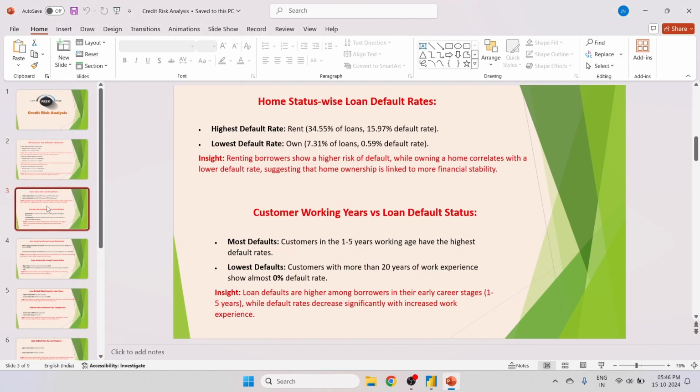Now let's move to my second slide, home status wise loan default rate. The highest default rate is for home status rent, with 34.55% of loans and a 15.97%, approximately 16%, default rate. The lowest default rate is for own, meaning owner, with 7.31% of loans and a 0.059% default rate. Insight from this is that renting borrowers show a higher risk of default, while owning a home correlates with a lower default rate, suggesting home ownership is linked to more financial stability.